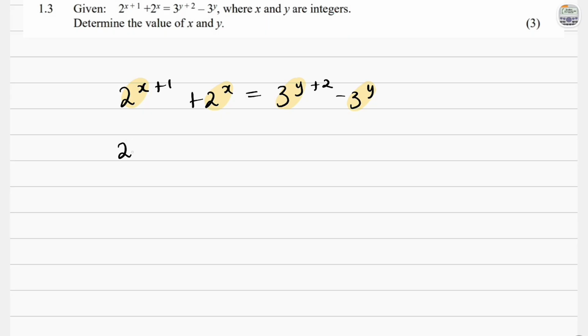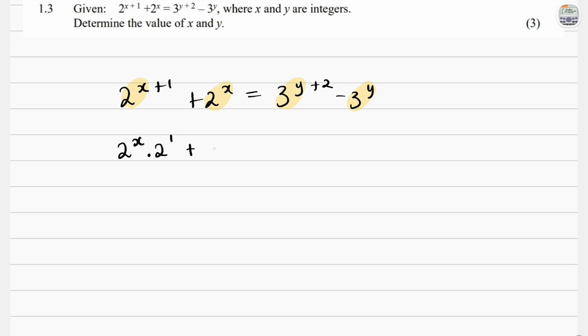So this is 2 to the power of x. And then how did we get to 2 to the power of x plus 1? We got that because we had two values with the same base. So base of 2, and this had an exponent of 1, and that's how we got that, because if the bases are the same and you are multiplying, you add the exponents.